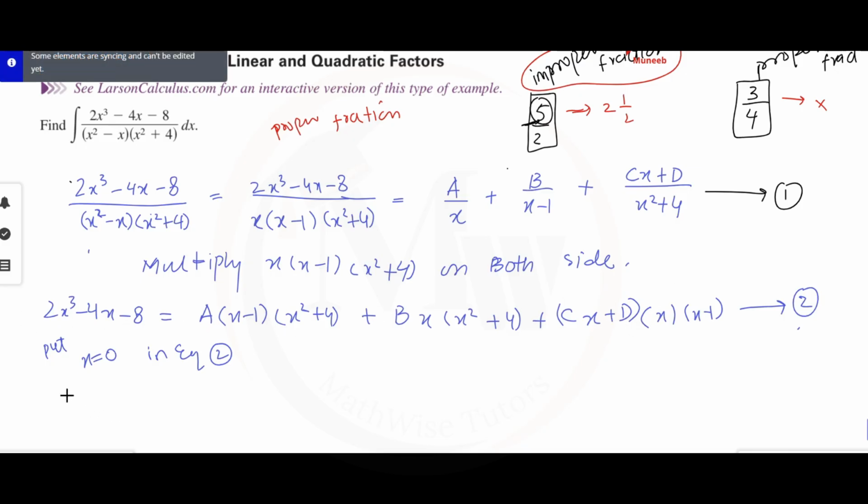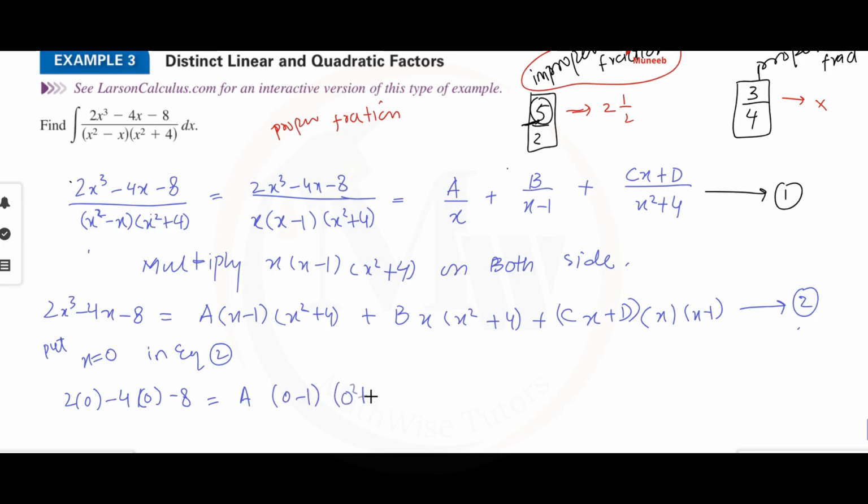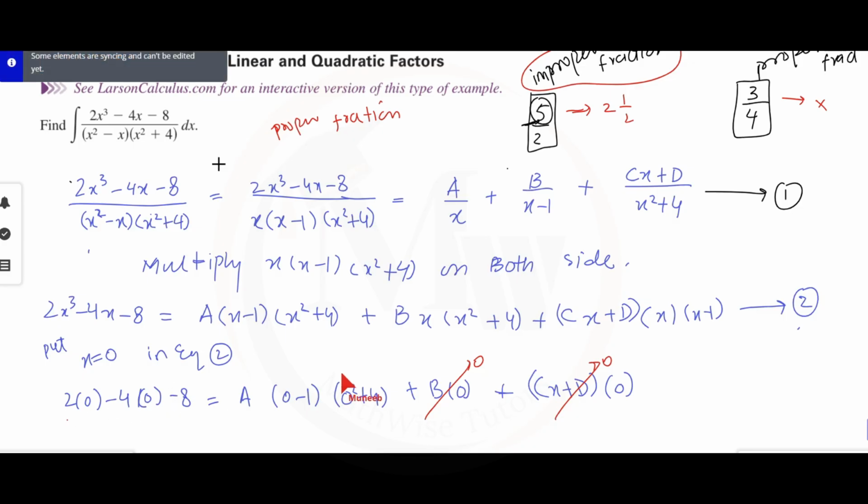So this side: 2 times 0 minus 4 times 0 minus 8 equals a times 0 minus 1 times 0 square plus 4, and b times 0. If you multiply with 0, then the whole term will be 0, so I'm not writing any other term. Then cx plus d will also be times 0 because x is there. So x is 0 means all the values will be 0. By simplification, this term will be 0, this term will be 0, so they both vanish. So 2 times 0 is 0, and only minus 8 is left.